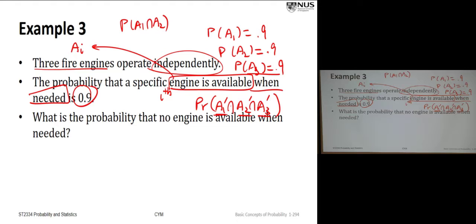So is it 0.9 plus 0.9? A1 is available with probability 0.9, A2 is available with probability 0.9. Add them together, so both machines available equals 1.8. No one laughs. How can a probability be 1.8? So it must be wrong. You cannot just add these two numbers to get a probability.